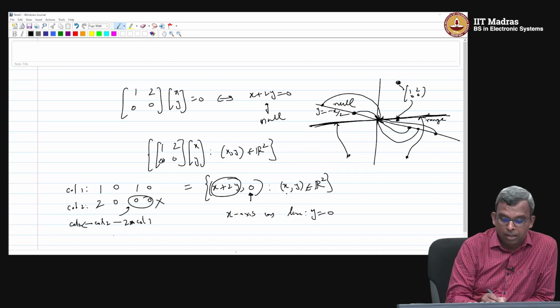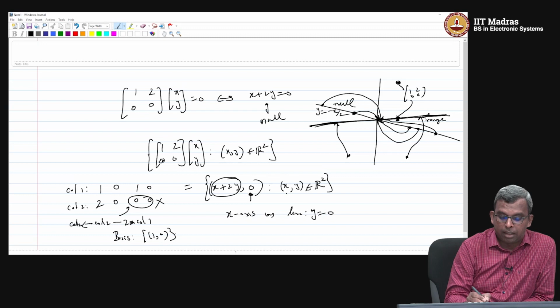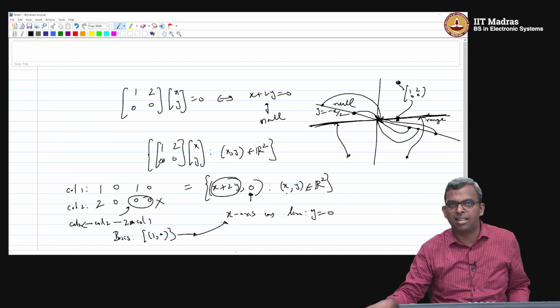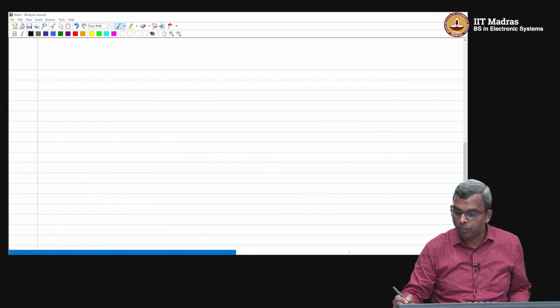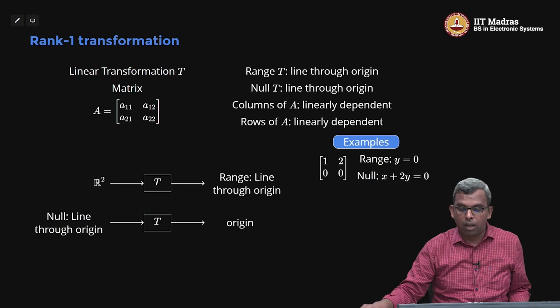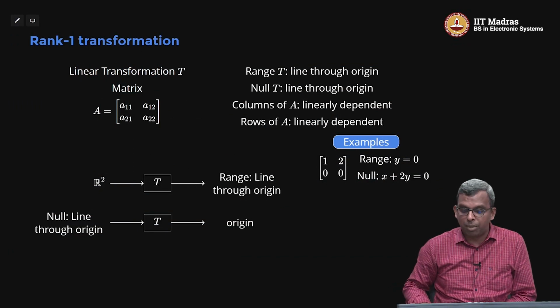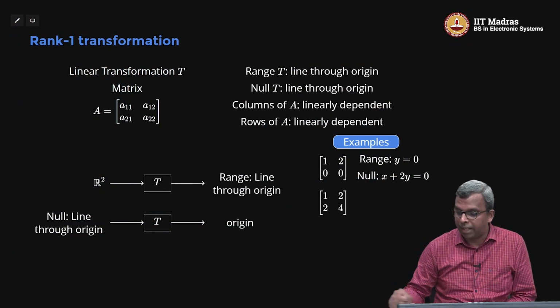So the basis for the column space is 1, 0, and that gives you the x-axis again. Okay, so there are various ways of doing range and null. I hope you can see that here. Okay, so that was a very simple example. Let's see a slightly more complicated example.